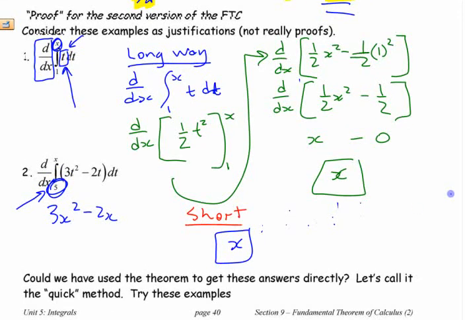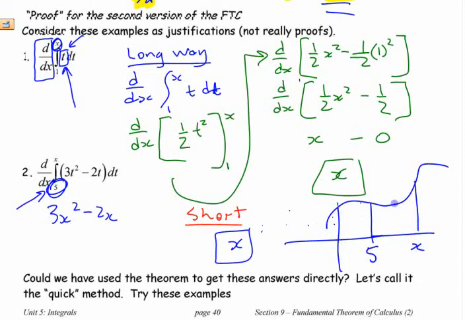Let me show you the visual representation of this. 3t squared minus 2t looks something like this. It doesn't really, but there's some curve, right? Starting at 5 and going up to x here. This looks nothing like it, but starting at 5 and going up to there. This is the one that moves. This is the variable, right? This thing moves. That's what's changing the area. That's why it's the only thing involved there.